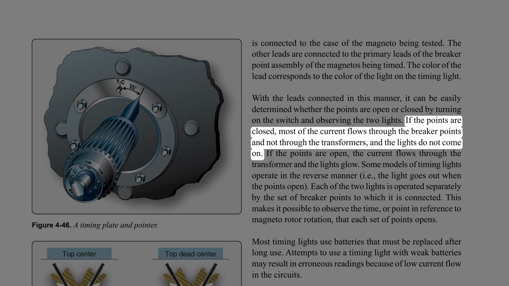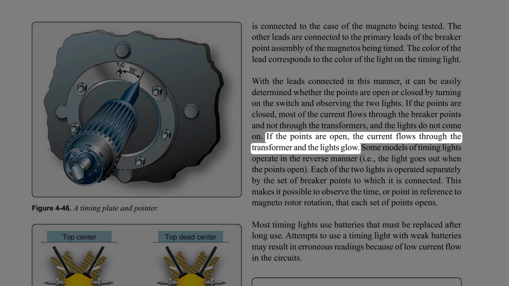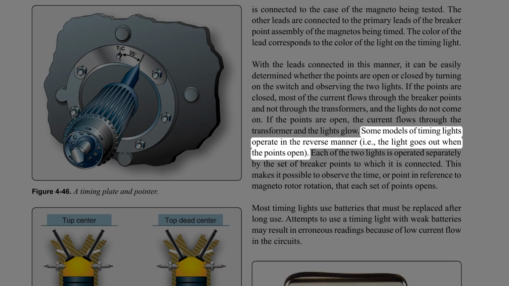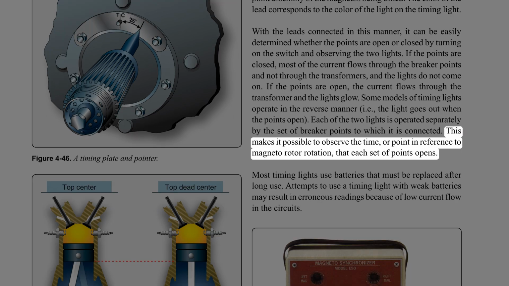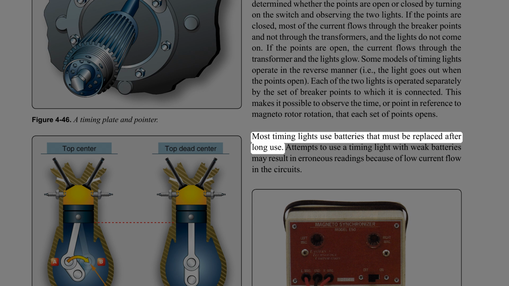If the points are closed, most of the current flows through the breaker points and not through the transformers, and the lights do not come on. If the points are open, the current flows through the transformer and the lights glow. Some models of timing lights operate in the reverse manner, i.e., the light goes out when the points open. Each of the two lights is operated separately by the set of breaker points to which it is connected. This makes it possible to observe the time, or point in reference to magneto-rotor rotation, that each set of points opens. Most timing lights use batteries that must be replaced after long use.